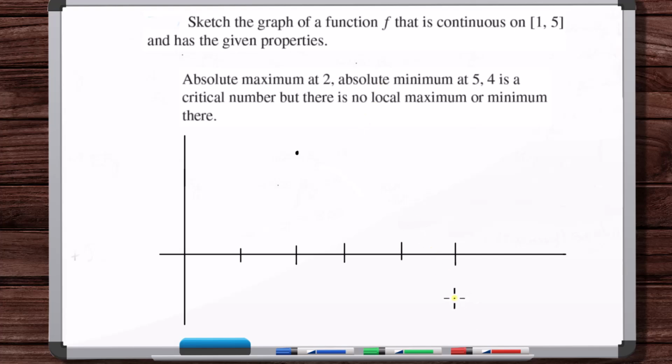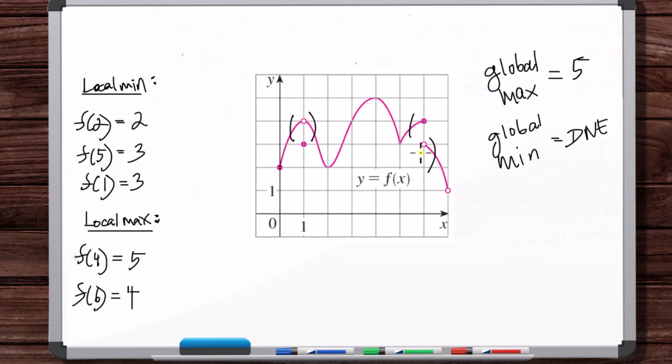Okay, absolute minimum at 5. That's going to be an endpoint, so we'll put that here. 4 is a critical number, but there's no local max or minimum there. What does that mean? So a critical number is where the derivative doesn't exist or the derivative is equal to 0. We can't have a critical number and no local max or min at certain discontinuities, right? At certain discontinuities, the derivative doesn't exist, but it could also be not a local max or min. For example, here the derivative doesn't exist. It's a discontinuity, but actually this is a local max.